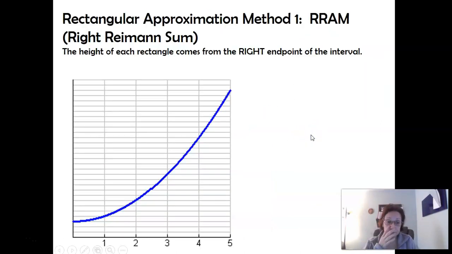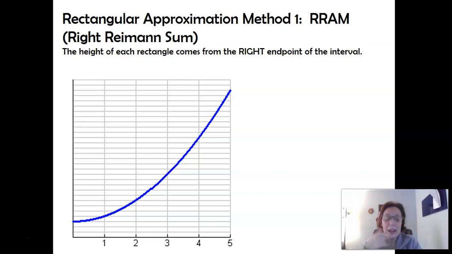Okay, so I want to go through with you the 3 rectangular approximation methods. They're all RAM, rectangular approximations, Riemann sums. And then we put a letter in front to indicate where we get the height of our rectangles from. So the first one we're going to talk about is RRAM. We call it the right Riemann sum.